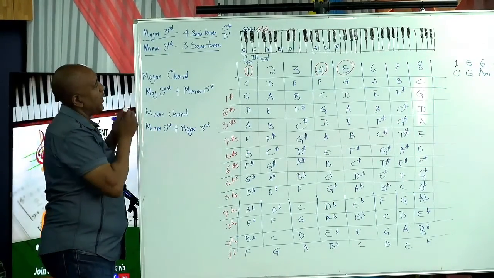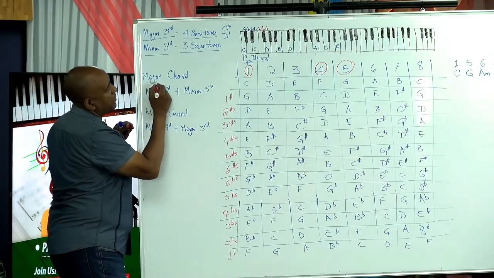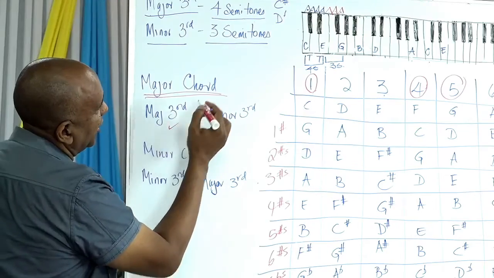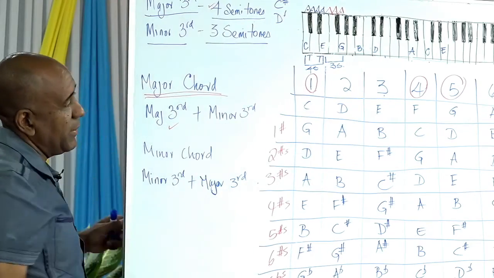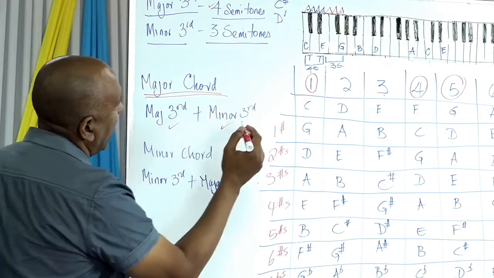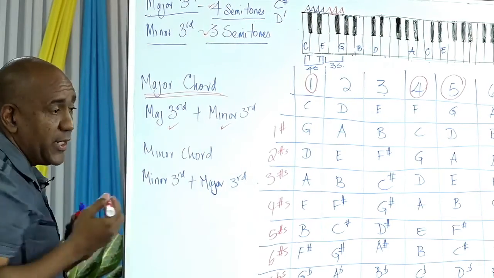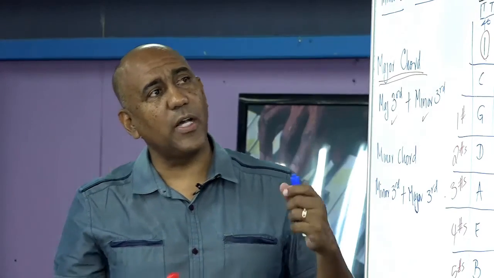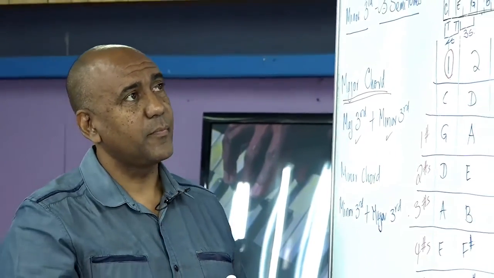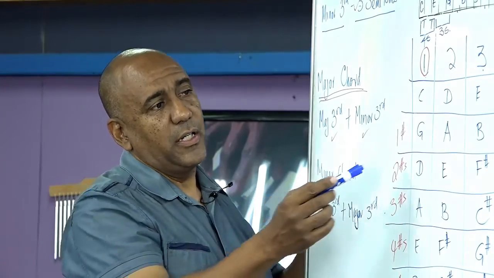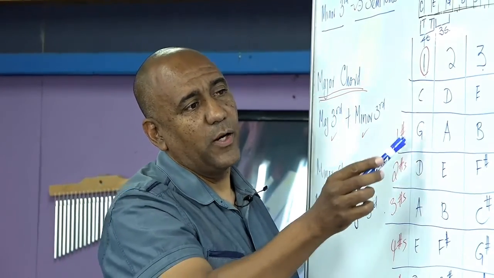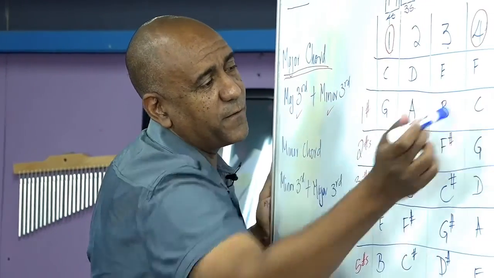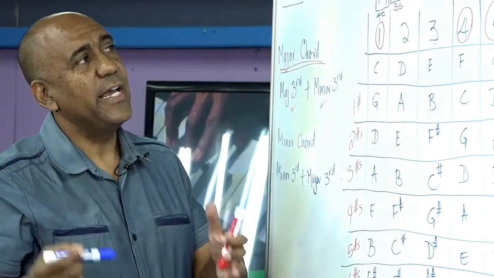So when we're constructing the major chord, it's a major third, which is 4 semitones, and a minor third, which is 3 semitones. Now, let's take a look at G. In the key of G, from the first note to the third note, and from the third note to the fifth note. We're just skipping the notes in between.